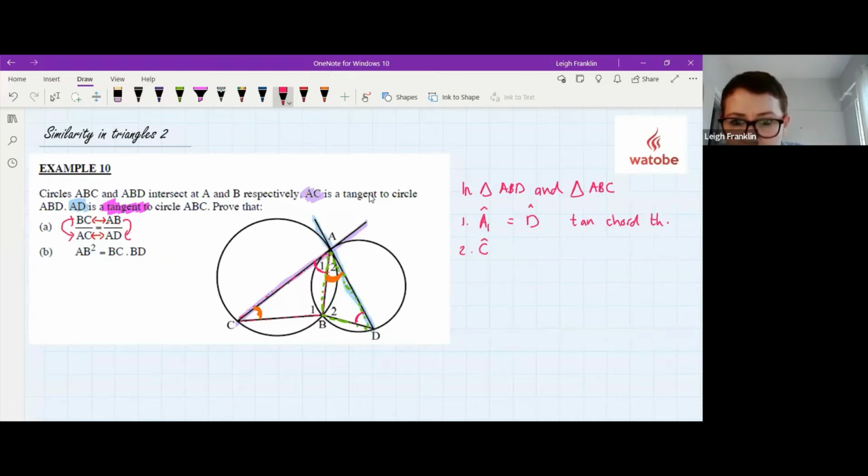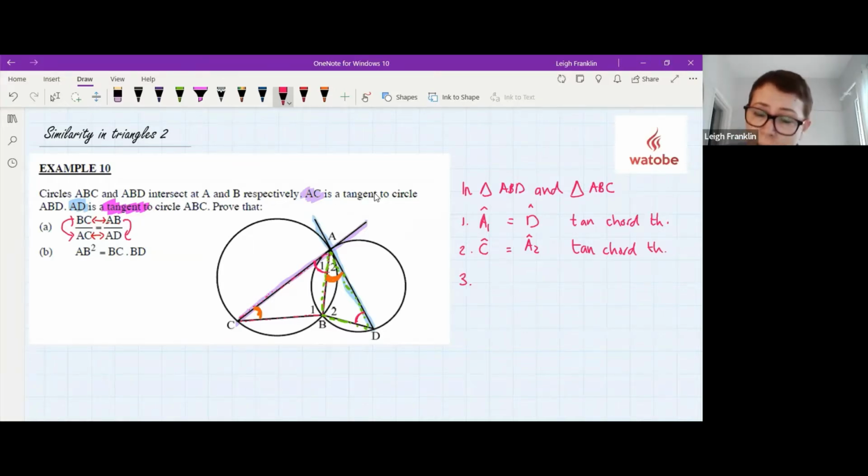C is equal to A2. And this is also because of tan chord theorem. Do you see why grade 11 was so important? Because without that knowledge and understanding, these questions are impossible to try and attempt.